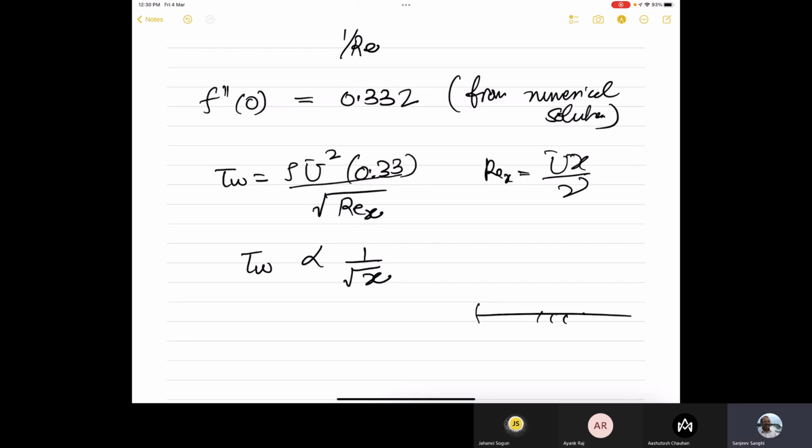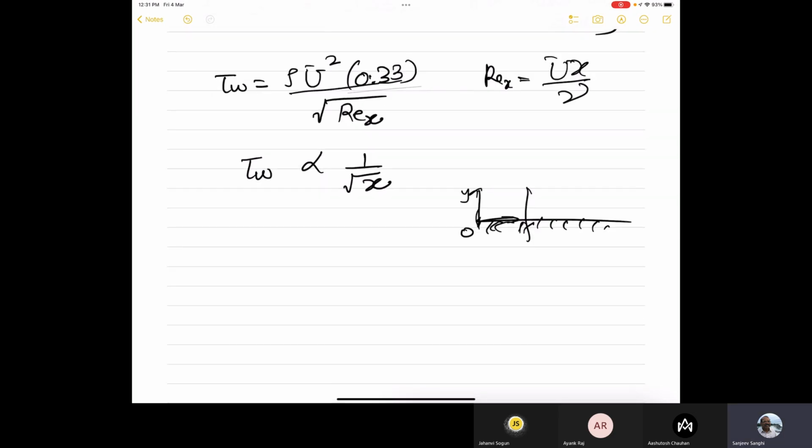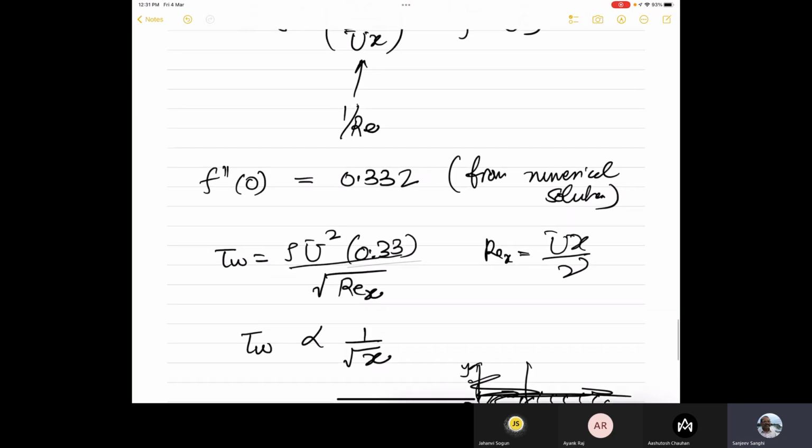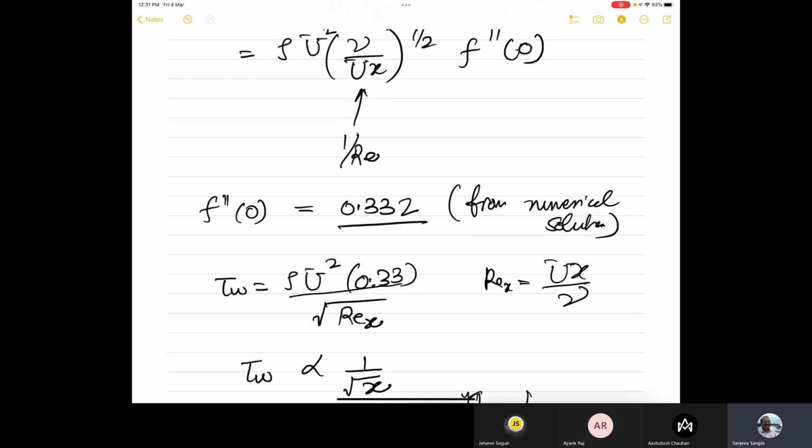So if this is the wall, you start the flow at y is equal to 0. This is the shear stress at the wall, which is proportional to 1 over root x. Tau wall becomes equal to 1 over root x. Now, how do we find this 0.33? Any idea?